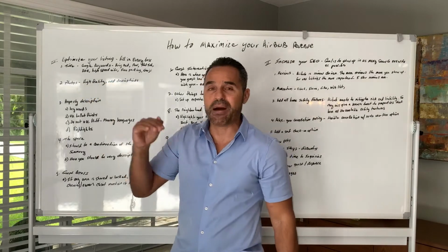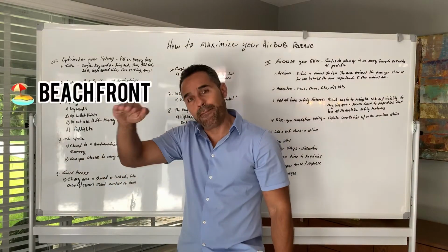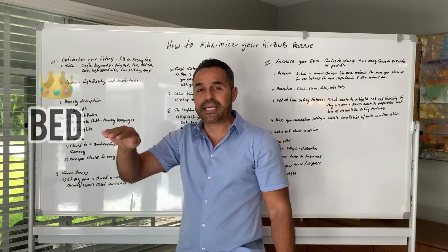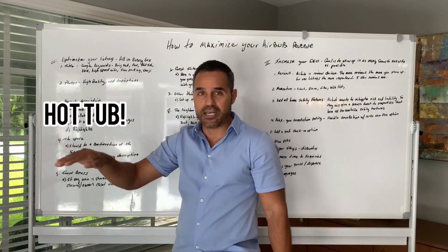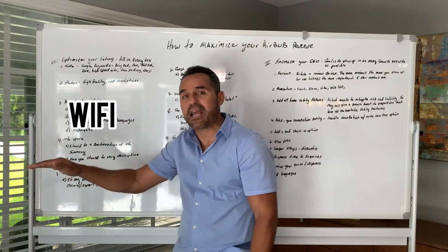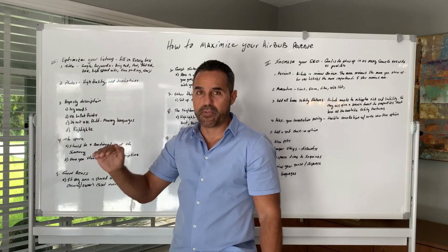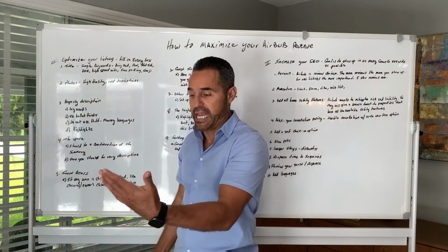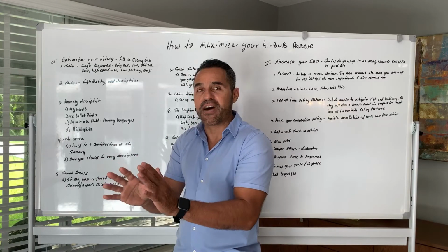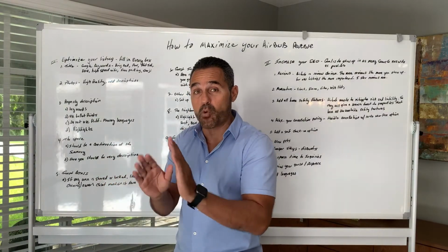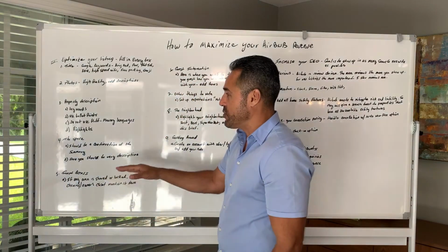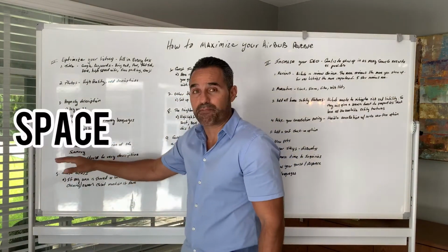So for example, if my property is beachfront, I'm going to write beachfront, 3 bedrooms. I'm going to write in there king bed, hot tub, full kitchen, high speed Wi-Fi. Those key important components, I'm going to put them in bullet points so that a guest can quickly see what that is. If I provide the guest with their needs or what they're looking for, then they're more likely to continue. So the next thing will be the space.